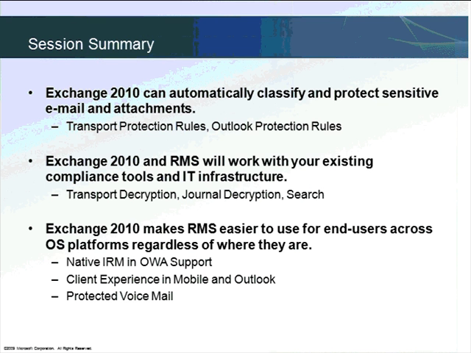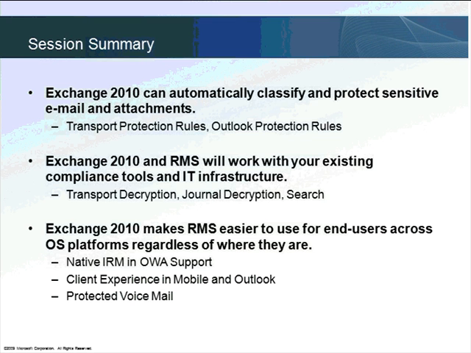So what we've seen in today's session is how Exchange can automatically classify and protect sensitive email attachments. We have seen the transport protection rules and Outlook protection rules, which can help to create the RMS templates as per your requirement and how you can efficiently deploy them in your org. Secondly, Exchange 2010 RMS will work with your existing compliance tools and IT infrastructure. So you can use your transport decryption option, journal decryption, and search in real time. Even if you're in a browser, in web access, and you want to search within your rights protected mail, IRM protected mail, you can do that in real time.